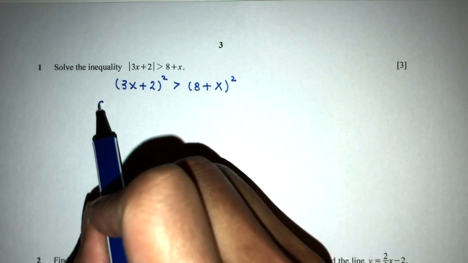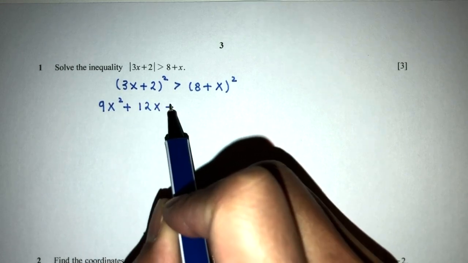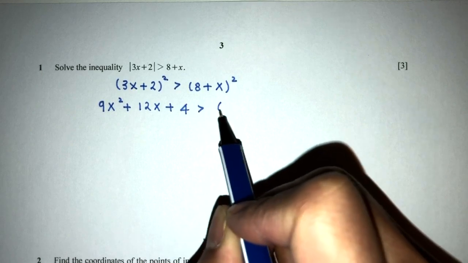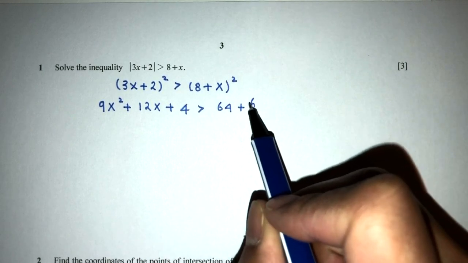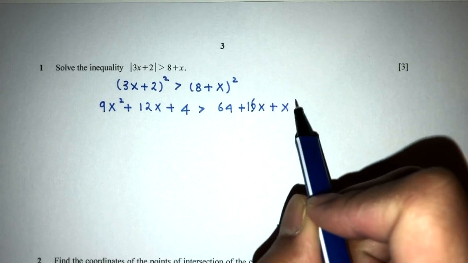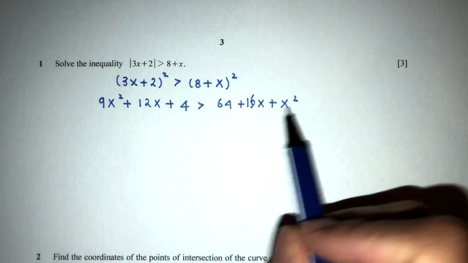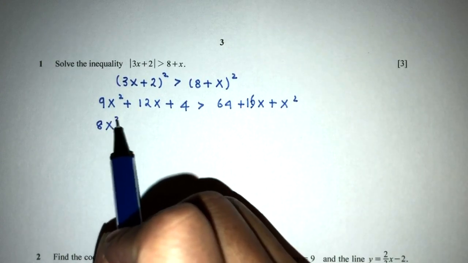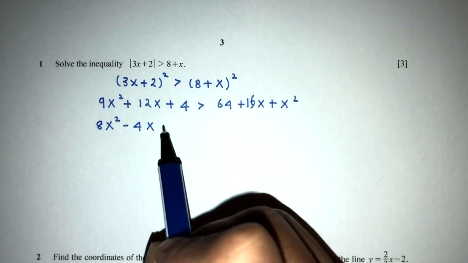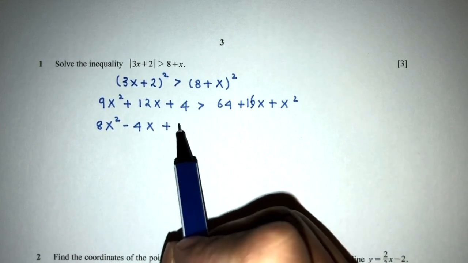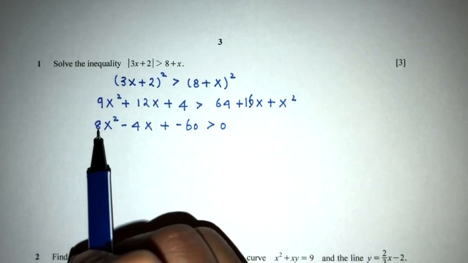So you will have what? 9x squared plus 12x plus 4 more than 64 plus, that will be 2 times this, that should be 16x plus x squared. Now send everything to one side, you will have 9x squared minus x squared, that should be 8x squared. 12 minus 16, that should be minus 4x, plus 4 minus 64, this will be minus 60, is more than 0. But now you can see that every number is even.